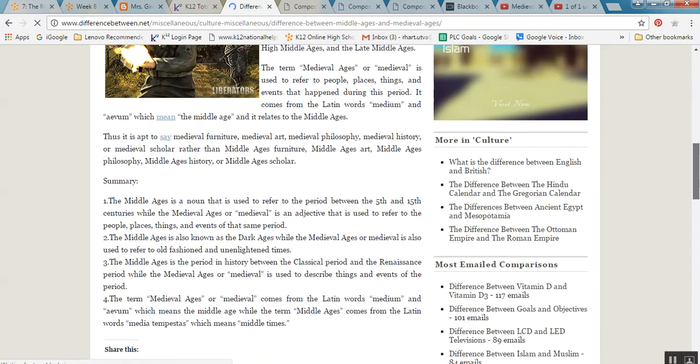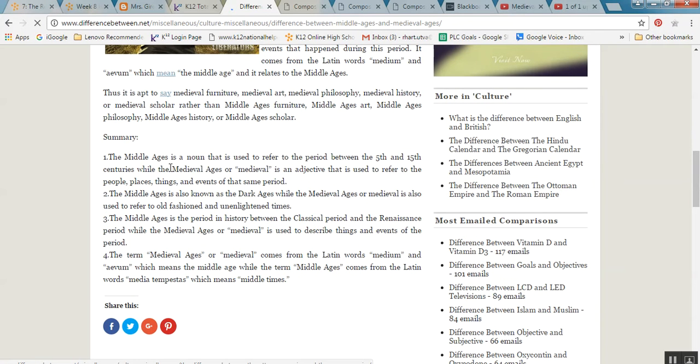So, in summary, the Middle Ages is a noun that is used to refer to the period between the 5th and 15th centuries, while the Medieval Ages or medieval is an adjective that is used to refer to the people, places, things, and events of that same period. Two, the Middle Ages is also known as the Dark Ages, while the Medieval Ages or medieval is also used to refer to old-fashioned or unenlightened times.